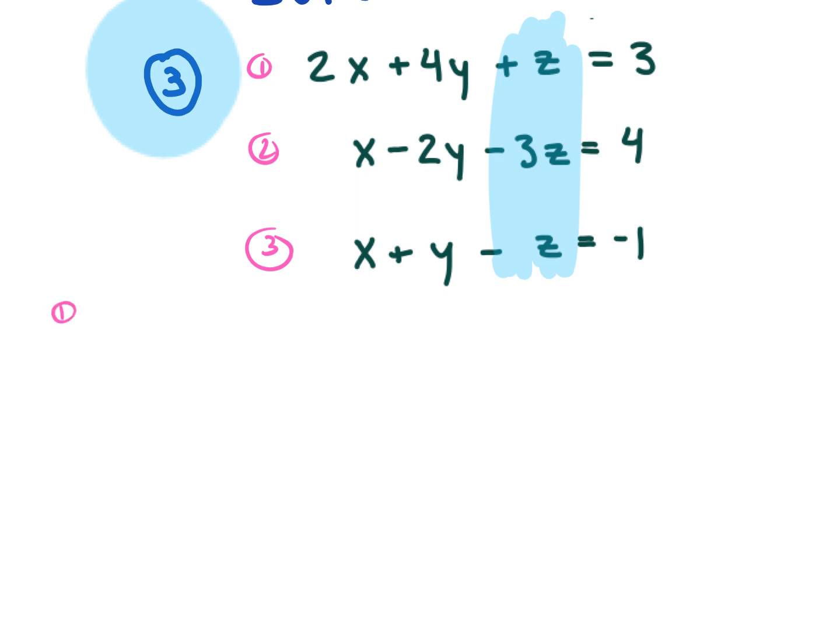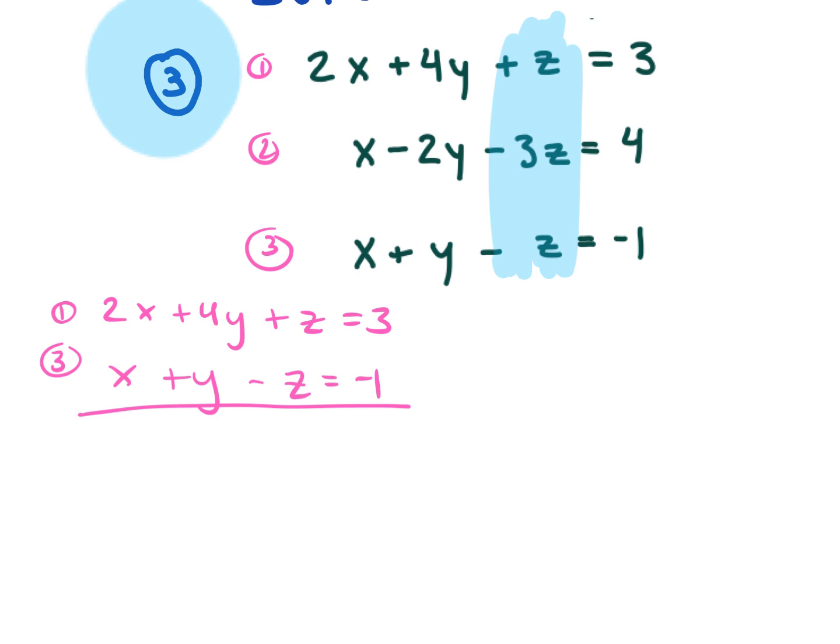1 and 3. So we have 2x plus 4y plus z is equal to 3, and x plus y minus z is equal to negative 1. Do the z's cancel? Yes. So when we combine them together, we get 3x plus 5y is equal to 2. What do we do next?